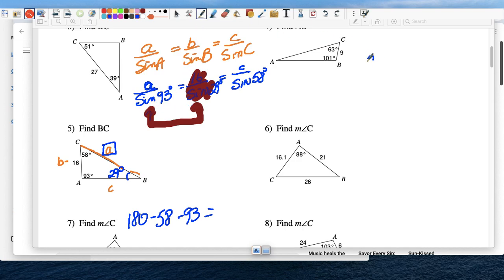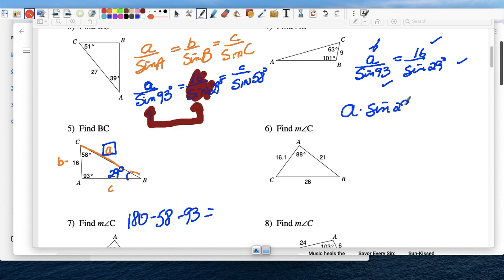So let's see what that looks like. Little a over sine of angle 93 equals 16 over sine of angle 29. You know this one, this one, and this one, and this is your unknown, and we can solve for that. So cross multiply: a times sine of 29 equals 16 times sine of 93. We can divide both sides by sine of 29. This simplifies to 1, and then little a is that.